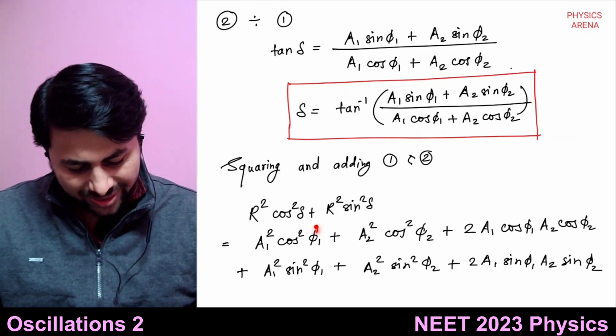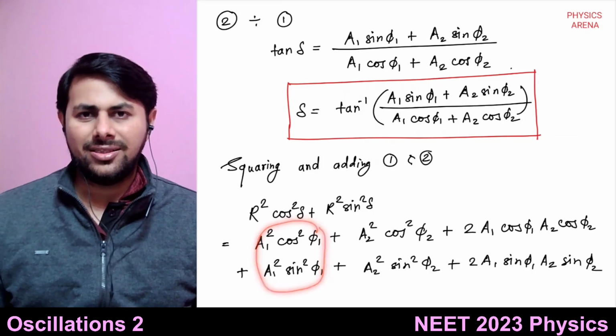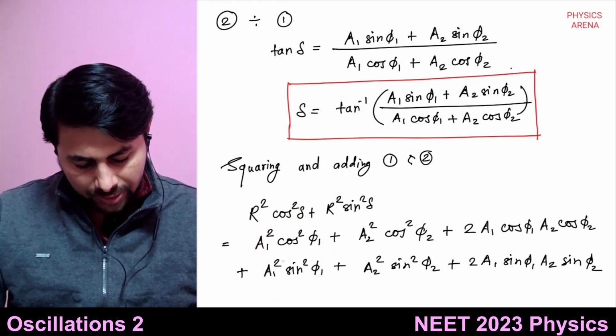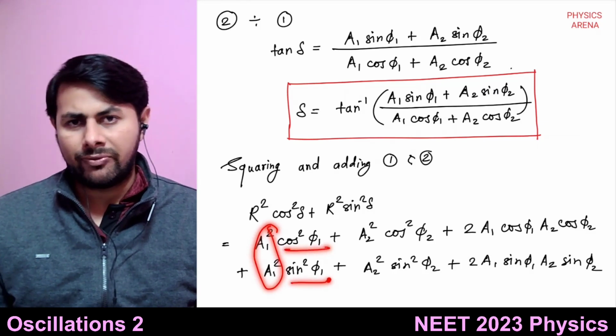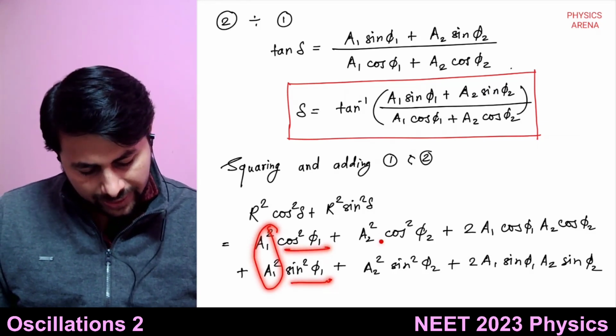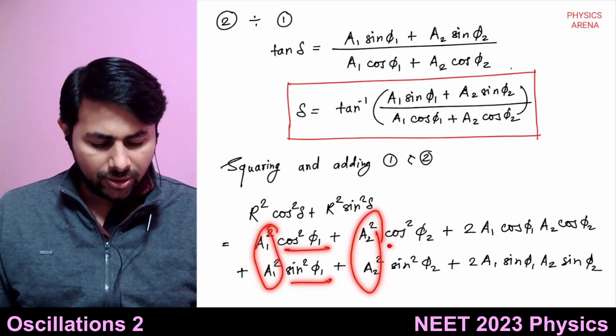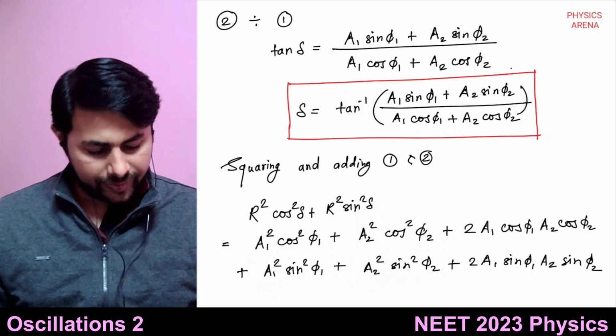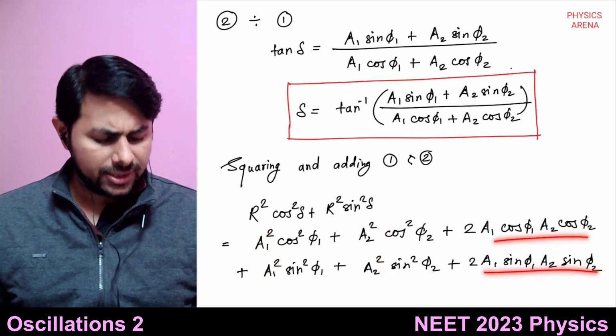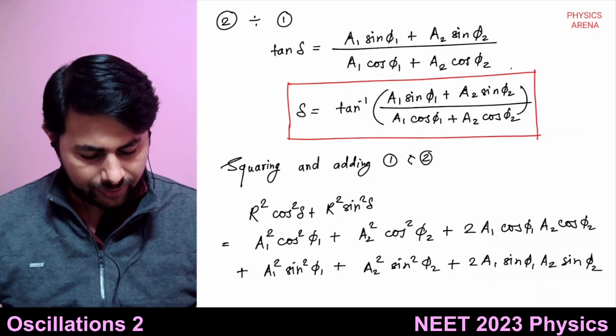Again, we can see here that if we add these, what will happen? You can take A1 square common. So cos square phi 1 plus sin square phi 1 will give us 1. We can take A2 square common. Cos square phi 2 plus sin square phi 2, again, gives us 1. And then this term is left. Let's see what happens with it.